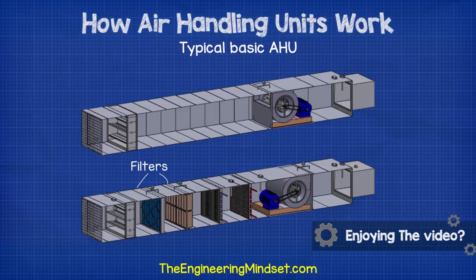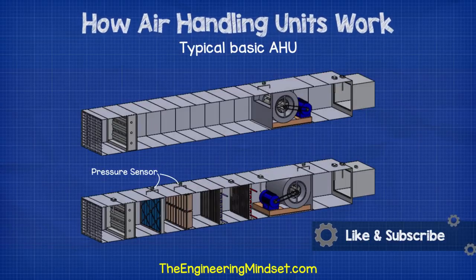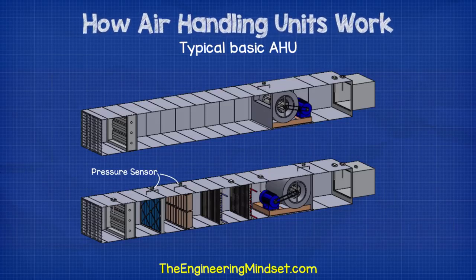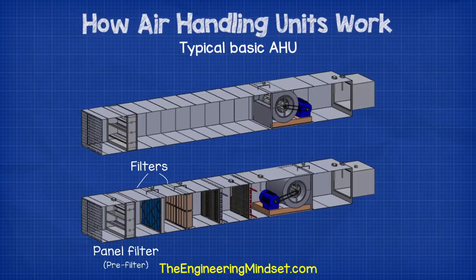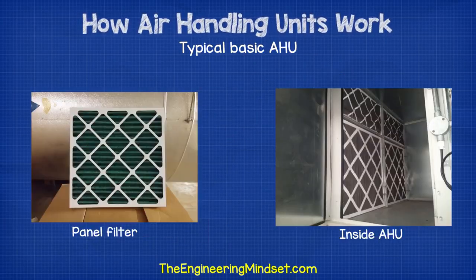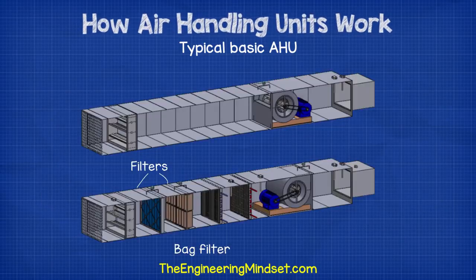Across each of the filter banks we'll have a pressure sensor. This will measure how dirty the filters are and warn the engineers when it's time to replace the filters. As the filters pick up dirt, the amount of air that can flow through them is restricted, and this causes a pressure drop. Typically, we'll have some panel filters or pre-filters to catch the largest dust particles. Then we'll have some bag filters to catch the smaller dust particles.